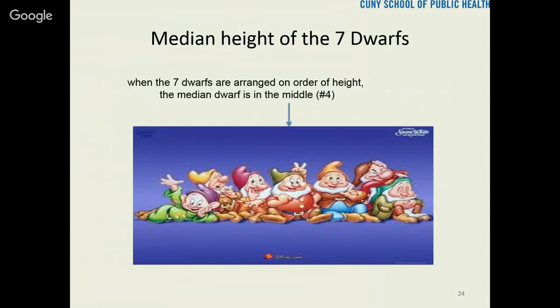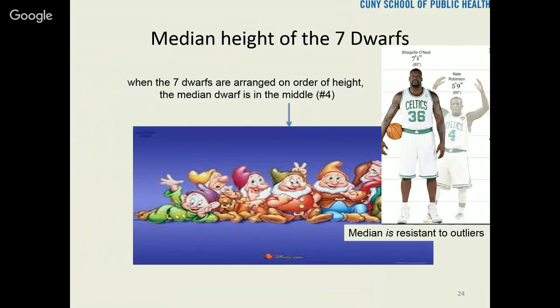My other favorite example for today, the 7 dwarves. The median is just right there. If we have them rank ordered in terms of height, it's the middle one. And if we replace one of them with a basketball player, it doesn't change the median at all.